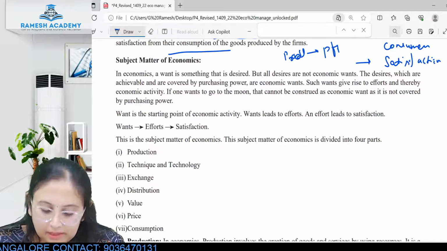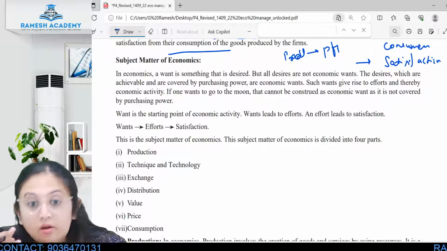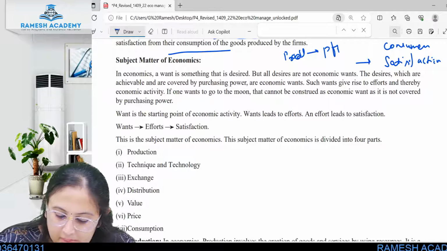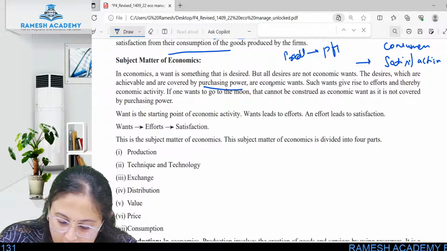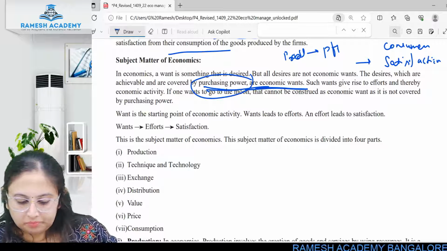Next thing is, in economics, a want is something that is desired, but all desires are not economic wants. The desires which are achievable and are covered by purchasing power are economic wants. See, this is important, purchasing power.